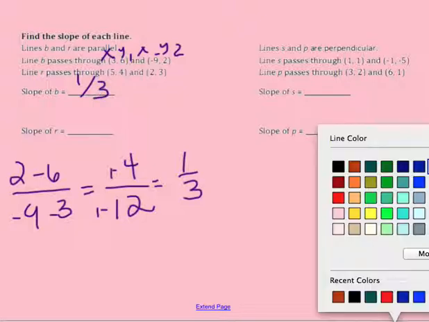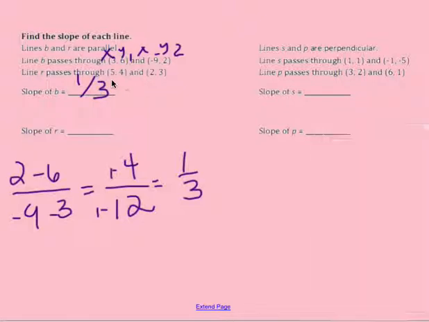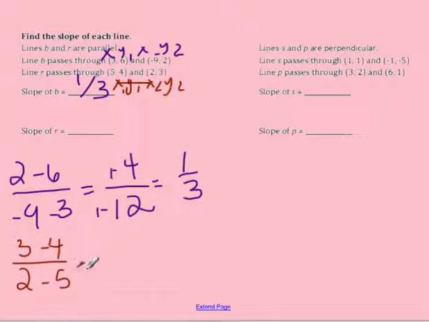Taking a look at the slope of R. So for slope R, we want to calculate between those two. So we have x1, y1, x2, y2. So we have y2 minus y1 divided by x2 minus x1. Well, 3 minus 4 is negative 1. 2 minus 5 is a negative 3. Again, a negative times a negative is a positive, so we get 1/3.